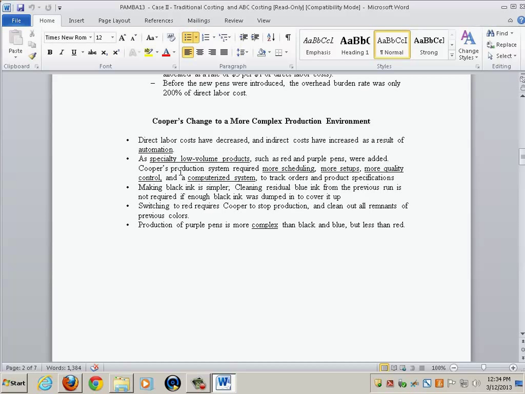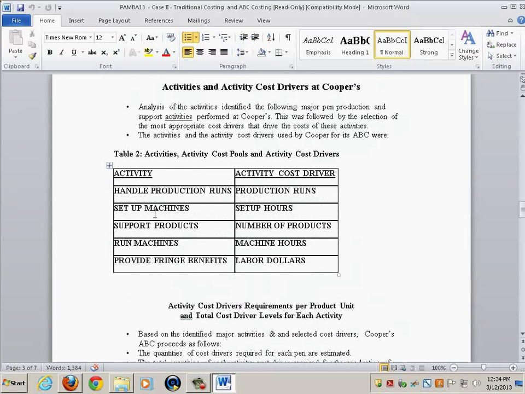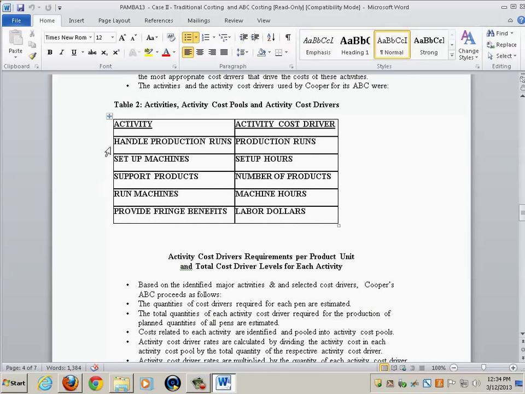So there are different support indirect costs and different support indirect inputs for the different pens. So we know that the assumption of allocating everything by the same rate may be questionable. Well, that's why Cooper decides, in this story, to move to activity-based costing. And you're asked in this case to follow the activity-based costing method and do the calculations and analyze some of the numbers.